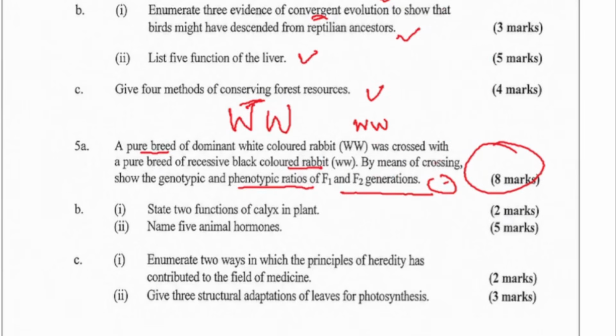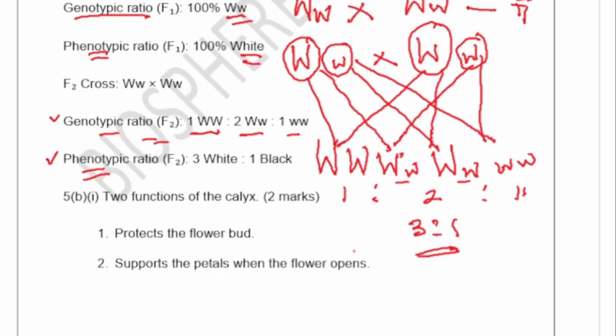Let me see if there's another question here. State 2 functions of the calyx in plants. Name 5 animal hormones, and then enumerate 2 ways in which the principle of heredity has contributed to the field of medicine, and then give 3 structural adaptations of leaves for photosynthesis. So that's the last. Let's just run through the last page for the answers.